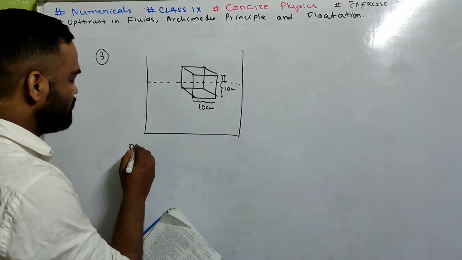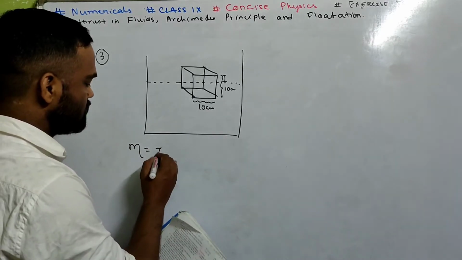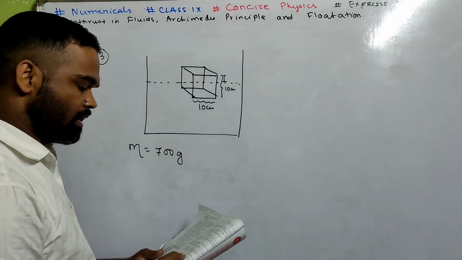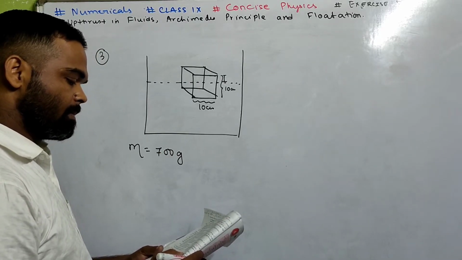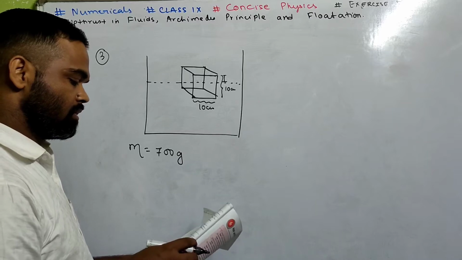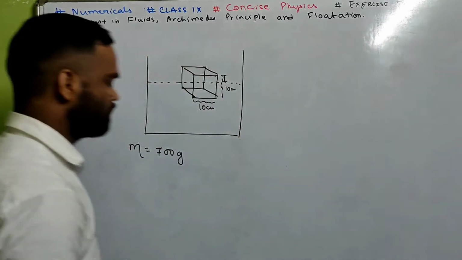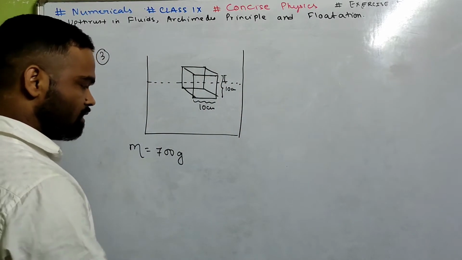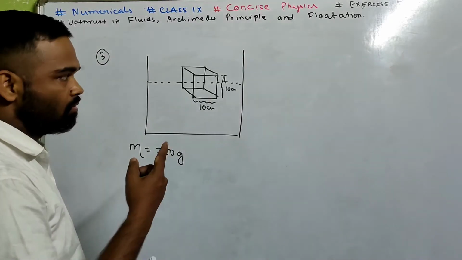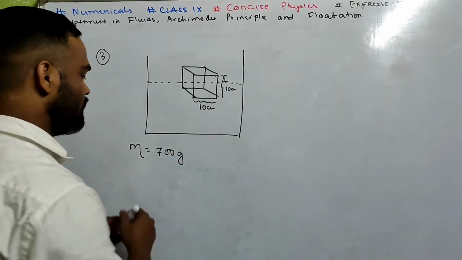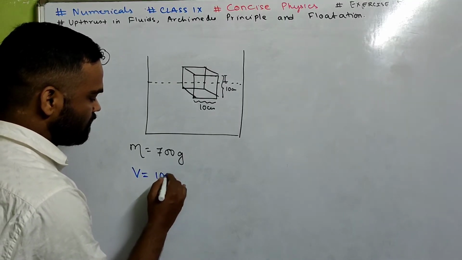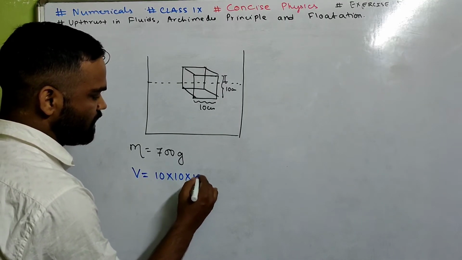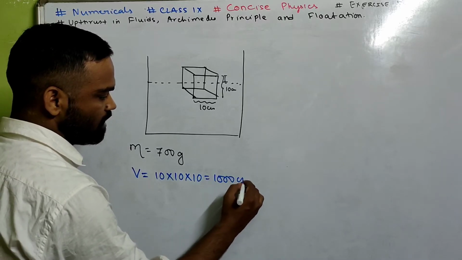Okay, and the mass is given to us. Mass is 700 gram. Anything else? No. Chalo. First of all, look over here. We can get the density of the wooden block by finding the volume. See, volume of the cube is side multiplied by side multiplied by side. That is 1000 centimeter cube.